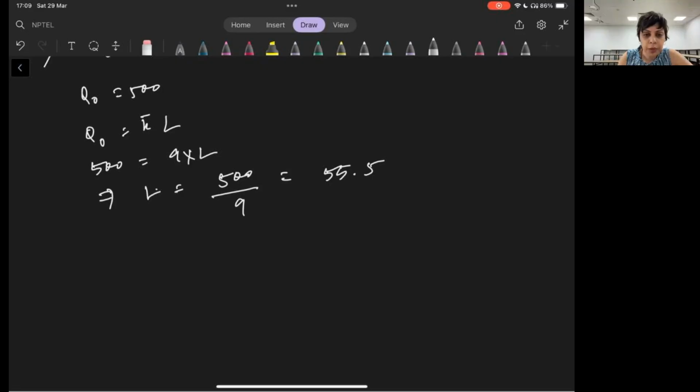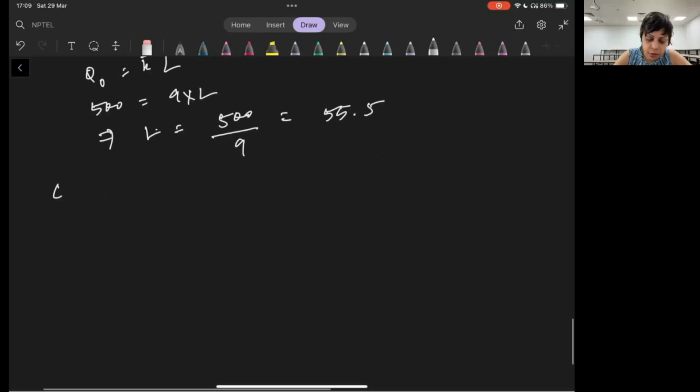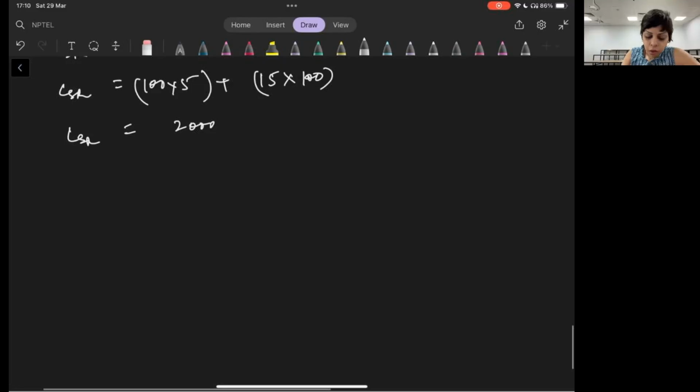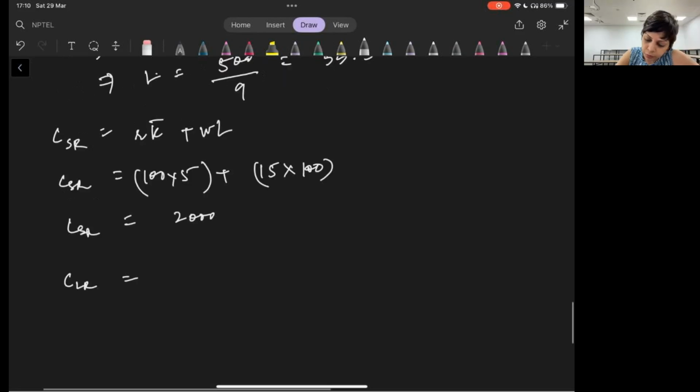Now, if you see the second part, you can say the cost is CSR is equal to R K bar plus WL. Now R is 100 into 5, right? Plus 15 into 100. This comes out to be 2000. Now let's look at long run costs. This was the part where K bar is equal to 5.